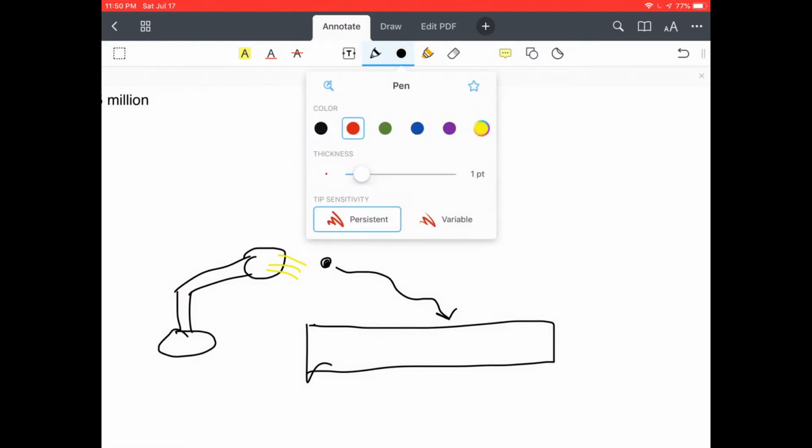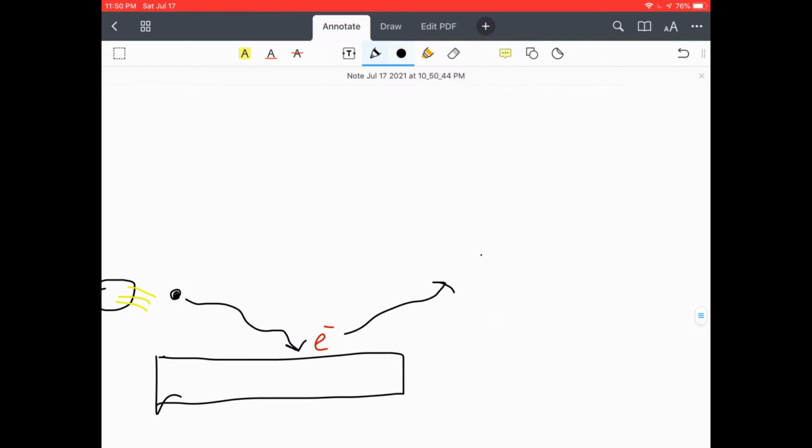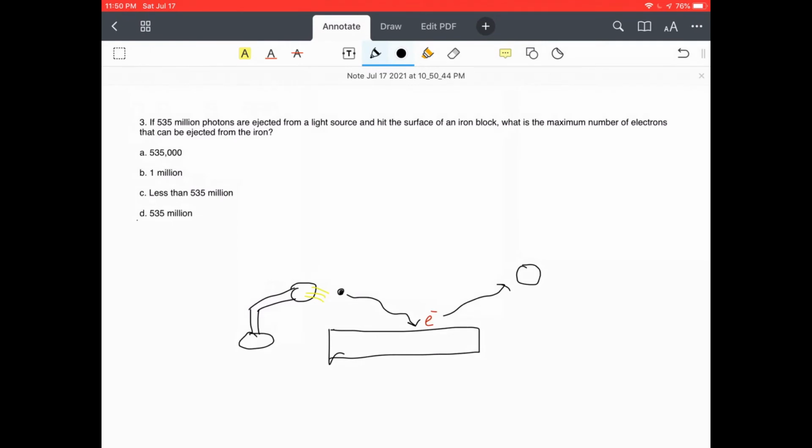And what it's going to do is kick out the electron from the grasp of the nucleus of this iron atom. And so when it kicks out this electron, it's emitted out into space, where it is detected by a detector on the right side. So that's kind of the photoelectric effect in a nutshell. So, like I said, we really expect one photon to be interacting with one electron. So we should be expecting about 535 million photons, or 535 million electrons to be detected.